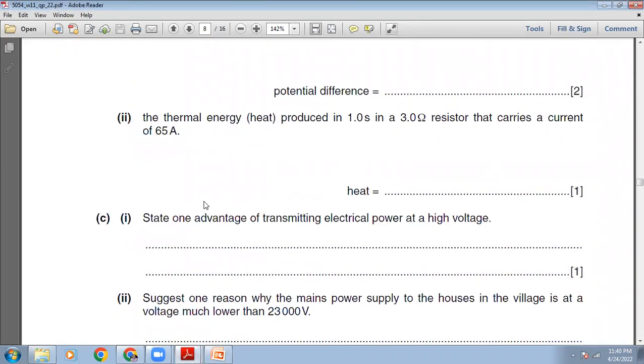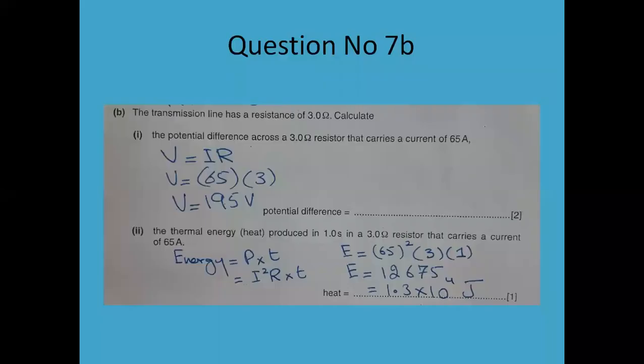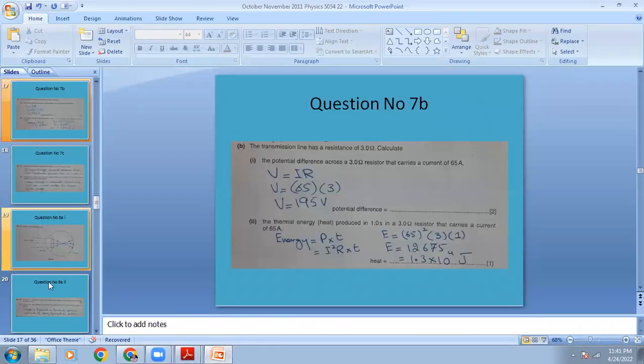Okay. Then he says thermal energy, heat produced in 1 second in a 3 ohm resistor that carries a current of 65 ampere. So we have to calculate the energy. You know, the energy is equal to power multiplied by time, and the power loss in the form of heat is I squared R times T. So 65 squared multiplied by 3 multiplied by 1 second. So it will be 12675. When you round it off, it will be 1.3 x 10^4 joules.